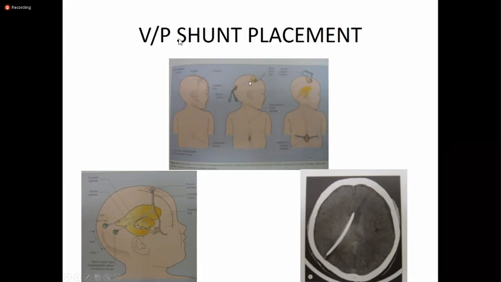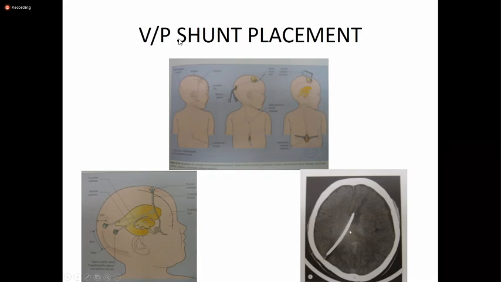Ventriculoatrial shunt is performed by doing the same procedure, but the catheter is passed into the jugular vein, by which it goes into the right atrium. That is known as ventriculoatrial shunt. And if you pass this lower end into the chest cavity, the pleural cavity, this is known as ventriculopleural shunt.